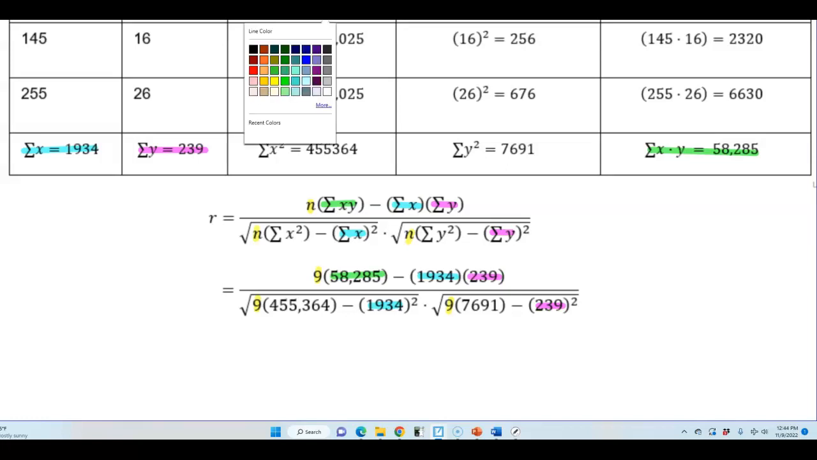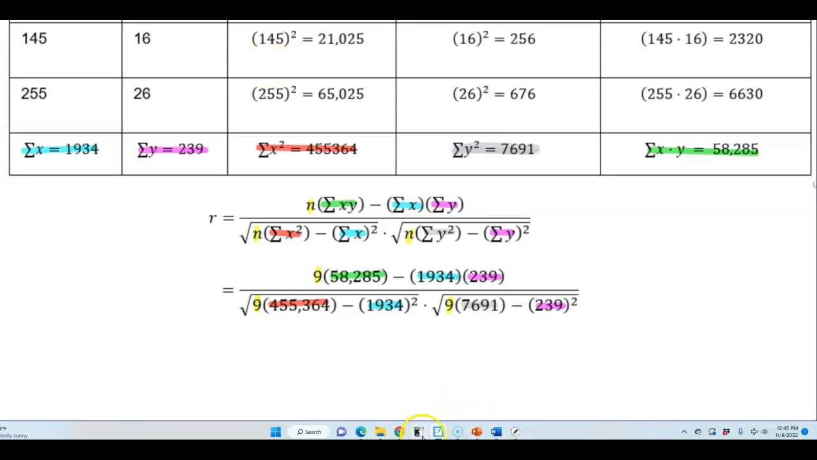Then we also have the following value. We have the sum of x squared, and the sum of x squared is 455,364. So that's going to be in that piece of the formula. And then we also have the sum of y squared, and the sum of y squared is 7,691, and so we're going to put that there.